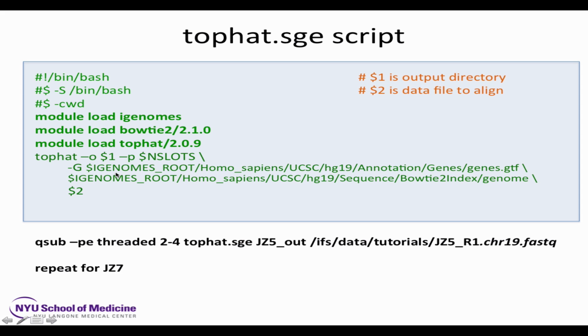-p n slots, Eric told you about that yesterday. That's how many processors I'm going to use. I'm also going to decide how many processors to use when I submit the job on the qsub line. And now I'm going to do -G. In TopHat language, -G means use the reference genome only. Don't try to figure out alternative splice sites. Learn the splice isoforms from the reference genome.